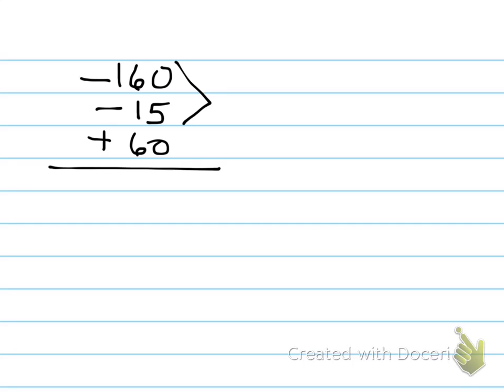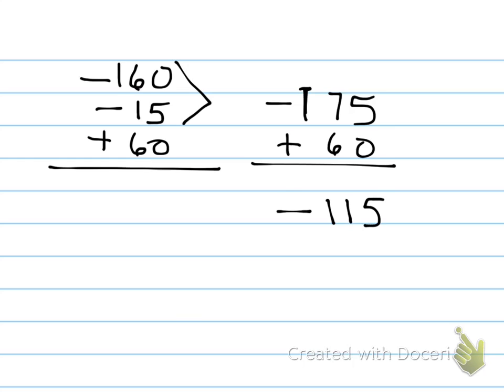So, these two are both negative, so I can combine those together if you want to. That makes negative 175. Plus 60. Are the signs the same or different? So we keep the sign of the larger and do what to the numbers? Which gives us... So she still owes $115. Okay? So you have some of these where you're just going to translate from words.